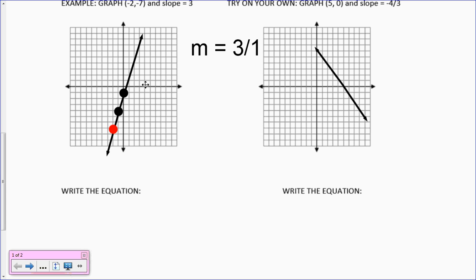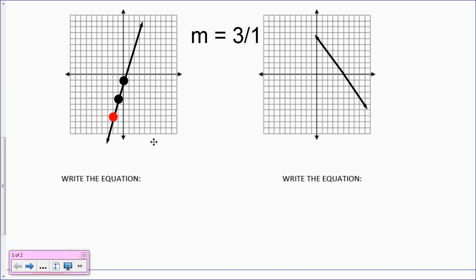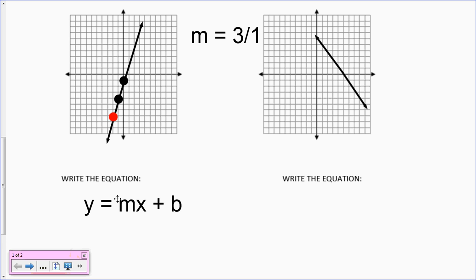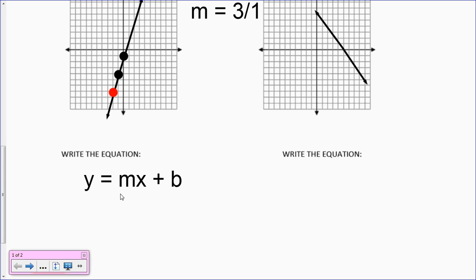So our example, we had to graph negative 2, negative 7, and it had a slope of 3. So again, we're trying to write it in y equals mx plus b form. Okay? So we were given the slope was 3, but we weren't given the b. Now you might be able to find the b from your graph, which is fine. If not, though, maybe it doesn't cross the y-axis perfectly, you're going to have to use the point. So I just wanted to show you how to do it with the point.